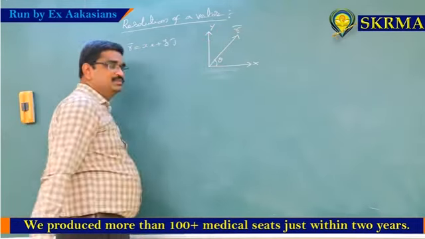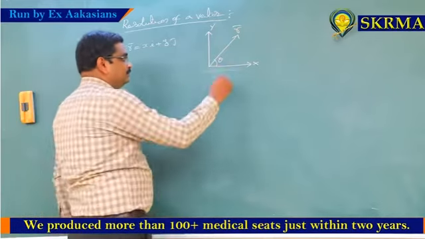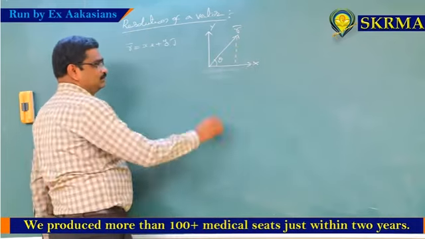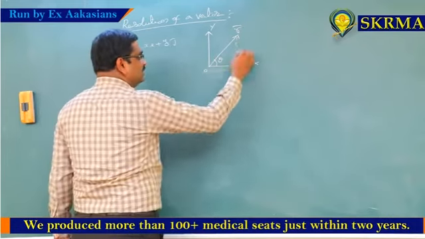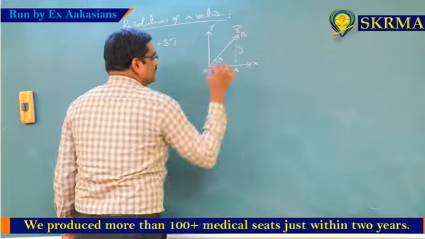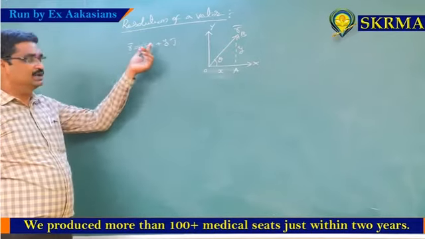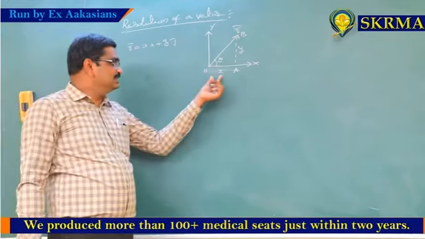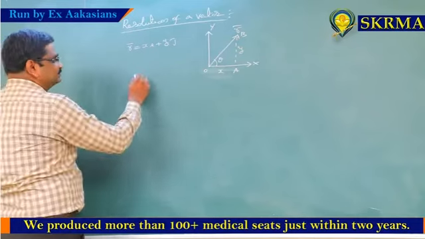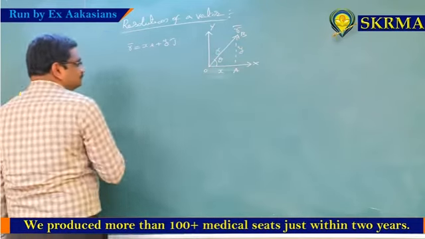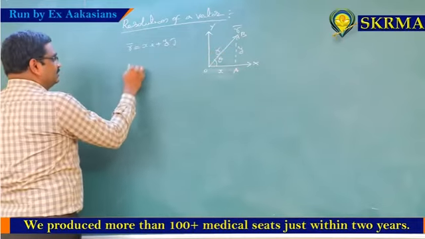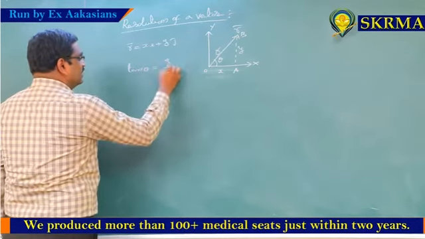Simply, we can write directly by completing this triangle. Let it be O, A, B. So OA length is x, AB length is y. I am assuming that r bar equals x i plus y j. Now from this diagram, tan theta is how much? This is r. Simply, tan theta equals y by x.